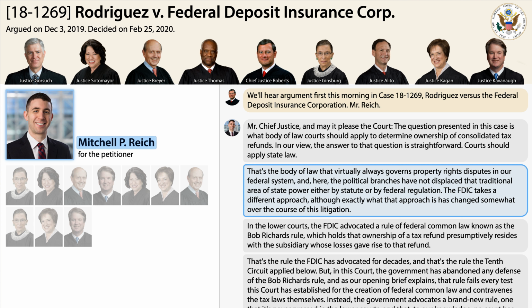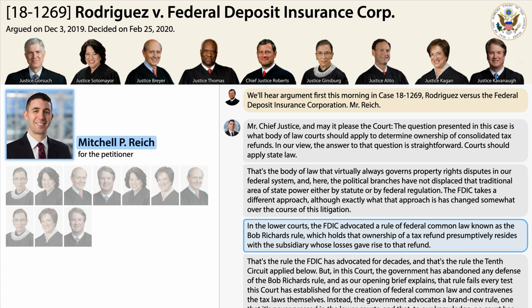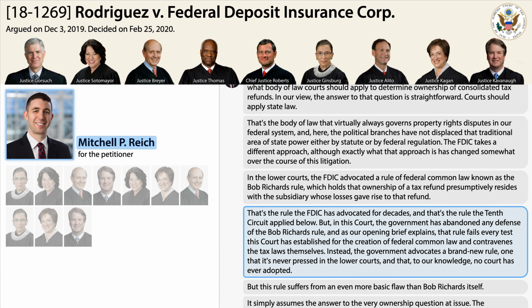The FDIC takes a different approach, although exactly what that approach is has changed somewhat over the course of this litigation. In the lower courts, the FDIC advocated a rule of federal common law known as the Bob Richards Rule, which holds that ownership of a tax refund presumptively resides with the subsidiary whose losses gave rise to that refund. That's the rule the FDIC has advocated for decades, and that's the rule the Tenth Circuit applied below.